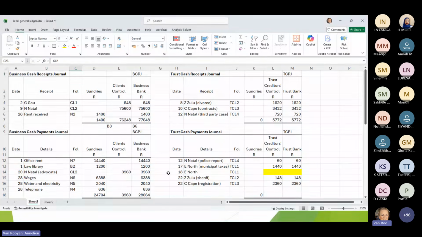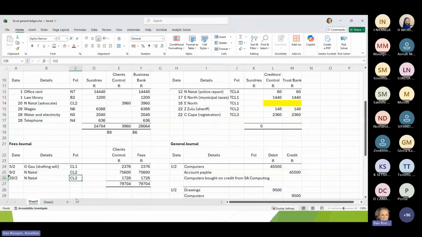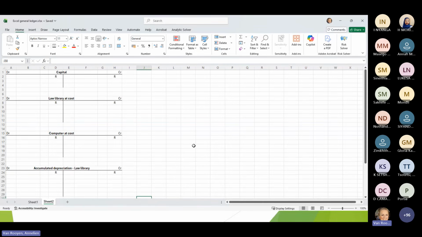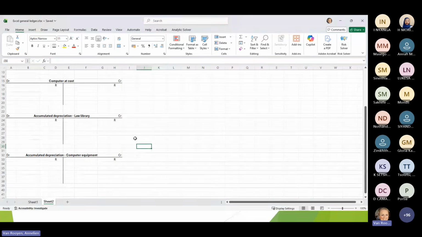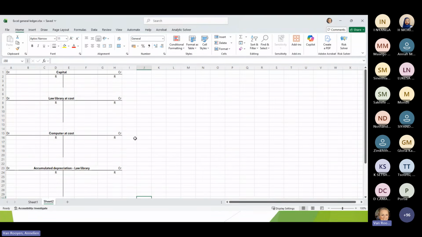Just quickly draw a T. You don't even need to put credits and debits on the side, and open a few of them for me. I'm going to try and finish mine. Yeah, perhaps bank charges in a trust account will go under sundries. That's possible. I agree. Thank you, Gavinish.